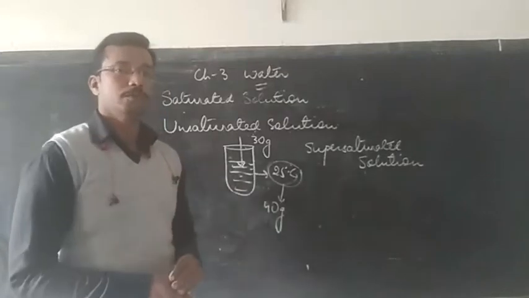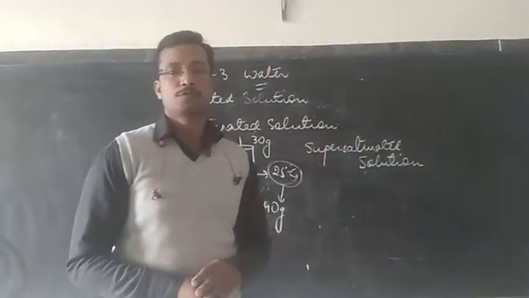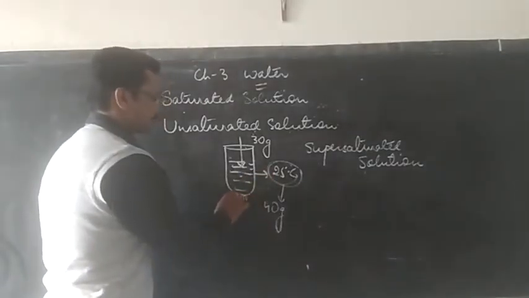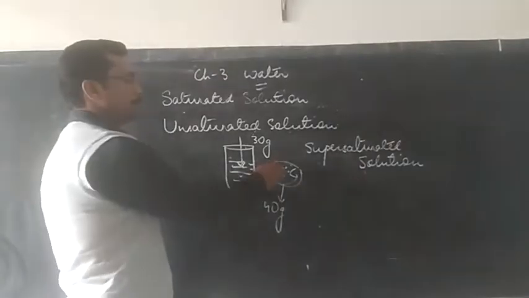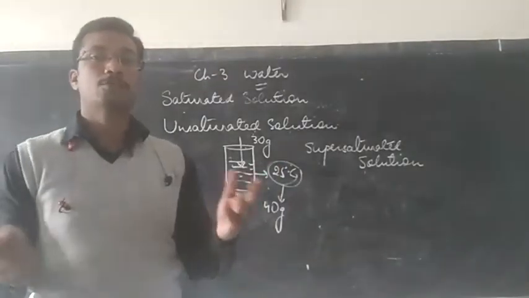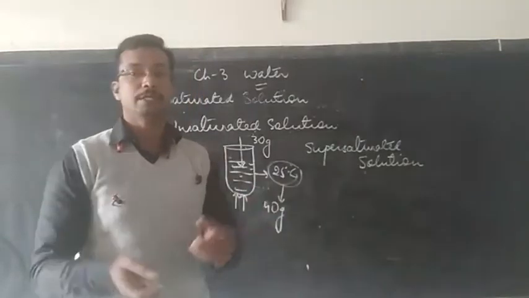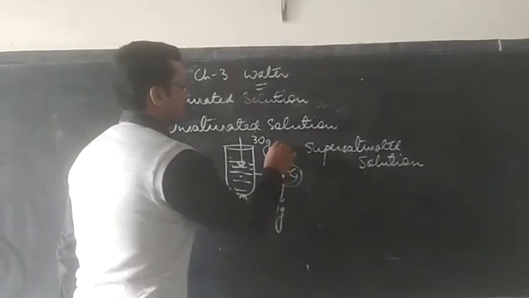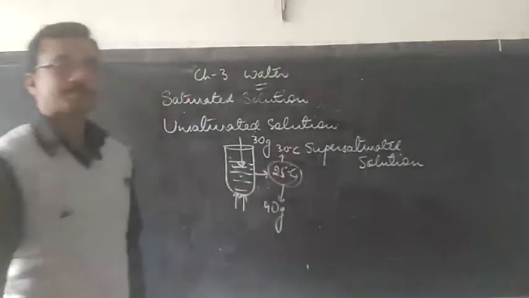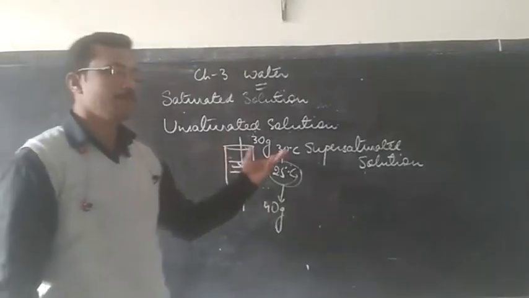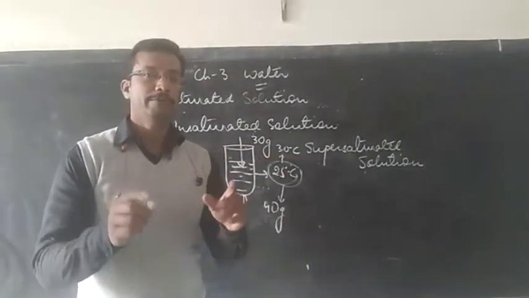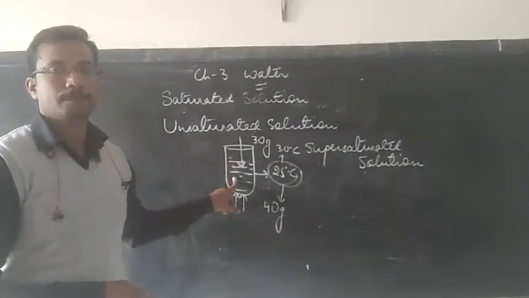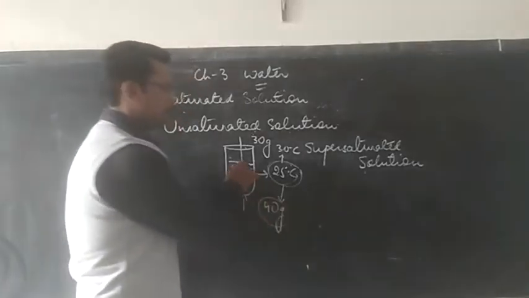Then what can we do in order to get the solution as a supersaturated solution? We will first try to heat this so that the temperature increases. Now we know that the solubility of a substance increases with an increase in temperature. So let us suppose the temperature increases to 30 degrees Celsius. Now since the temperature of the solution is more, it is obvious that we can add more sugar to it. And say 40 gram we have added to it.